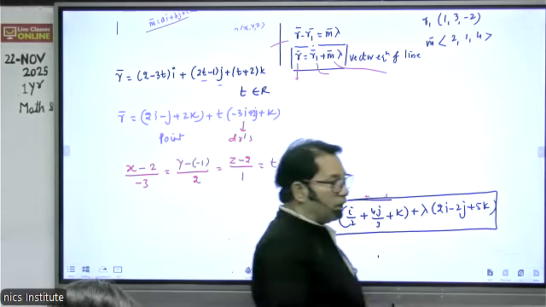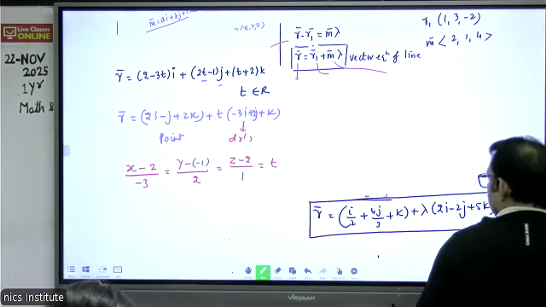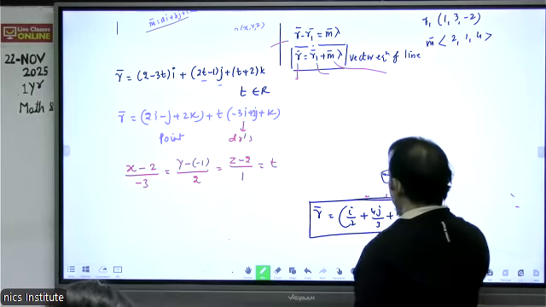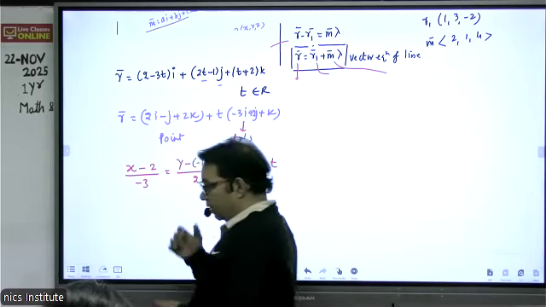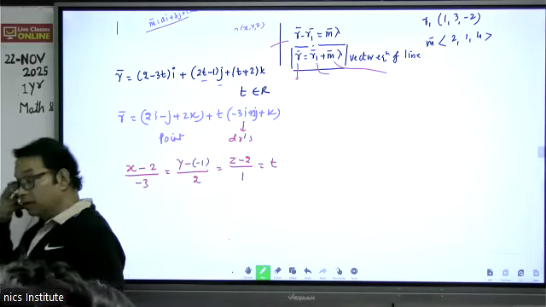T, lambda, mu, whatever. See, this is such a chapter in which you'll be scoring good marks. There'll be 3 questions in the entrance exam, and for sure, these 3 questions you can answer correctly.